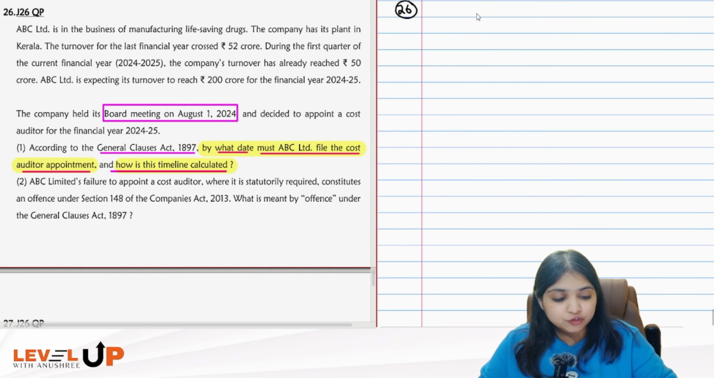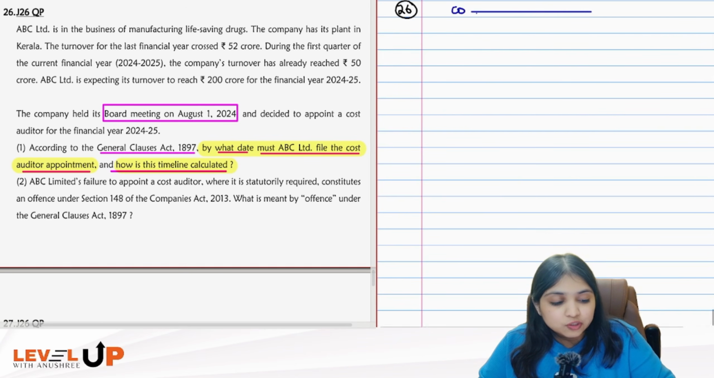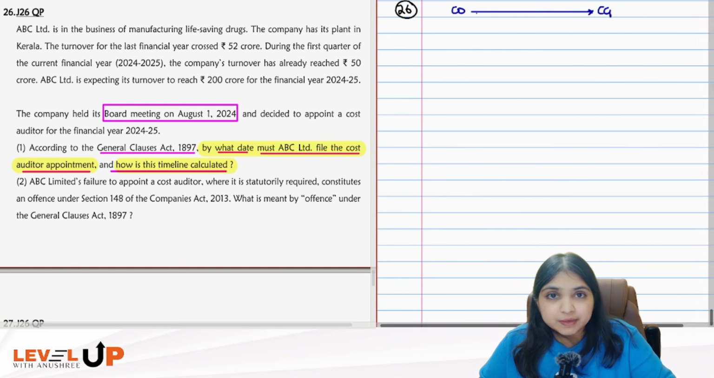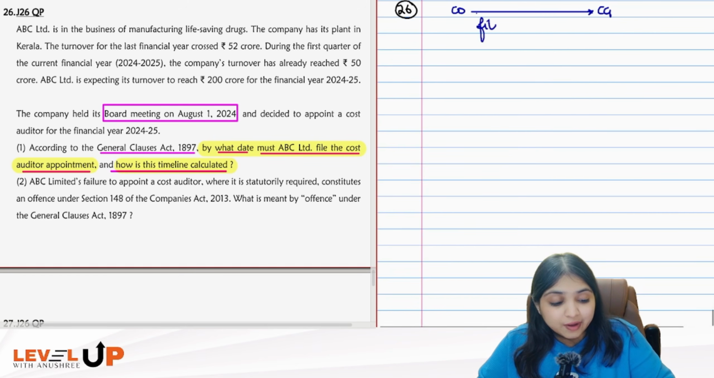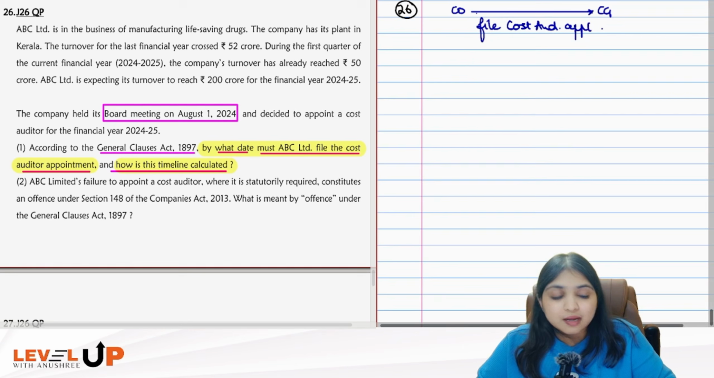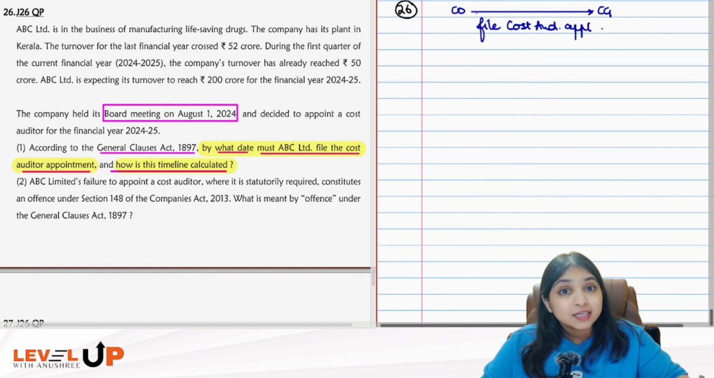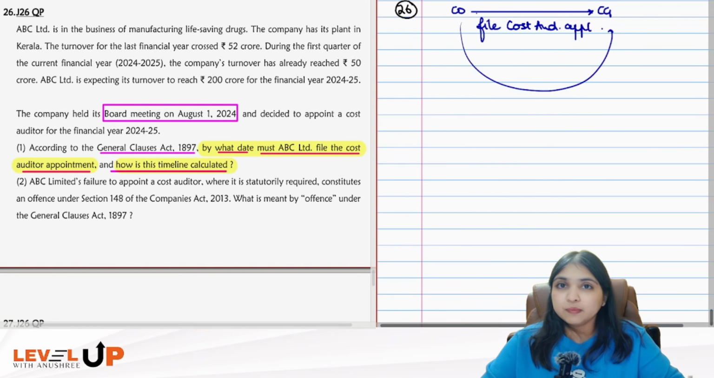See, I'll tell you the provision first. Whenever a cost auditor is appointed, the company has to inform the central government about the appointment of cost auditor. The company has to file the cost auditor appointment with the central government. This means once a company appoints a cost auditor, the details about this appointment company has to inform central government.